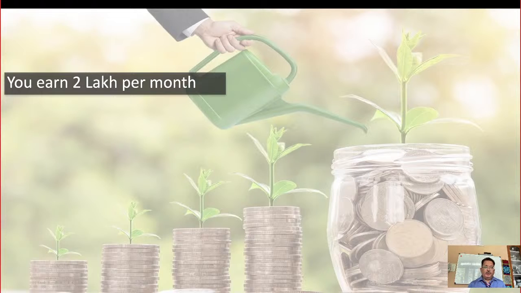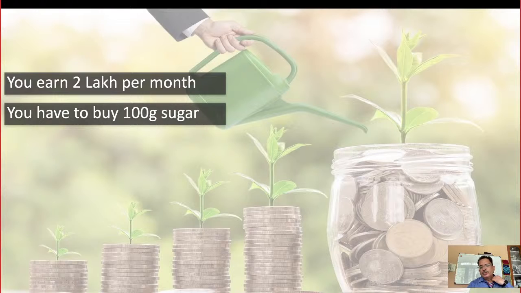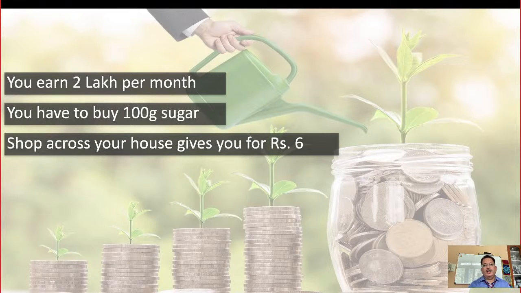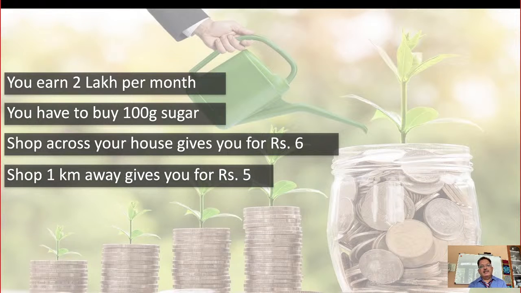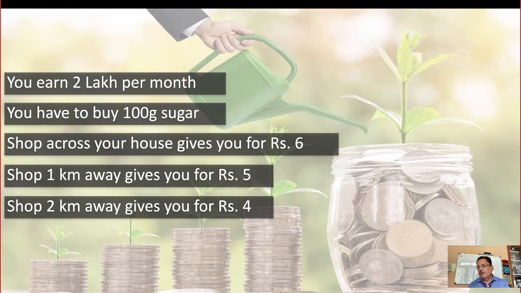Now, suppose you earn 2 lakh per month, right? मान लीजिए कि आपकी सैलरी 2 लाख पर मंथ है, and you have to buy 100 ग्राम of sugar. 100 ग्राम शुगर खरीदना है आपको. Now there is a shop across your house, just 4 steps outside. That will give you 100 grams of sugar for 6 rupees, right? Now a shop 1 kilometer away will give you at 5 rupees, and a shop 2 kilometers away will give you at 4 rupees. You are earning 2 lakh rupees per month. From where will you buy? Shop across our house.